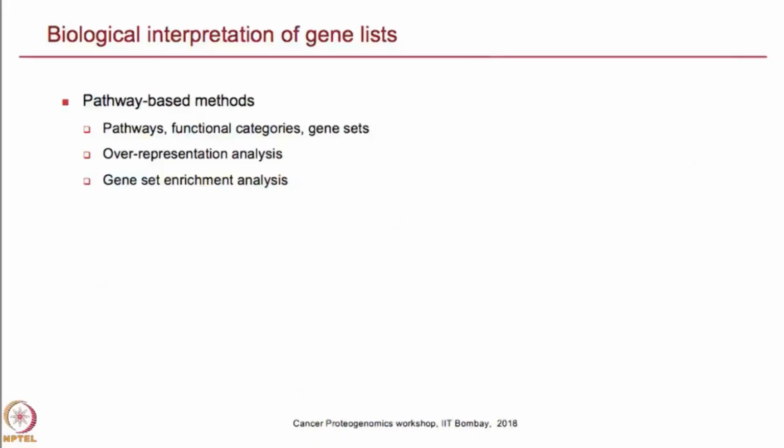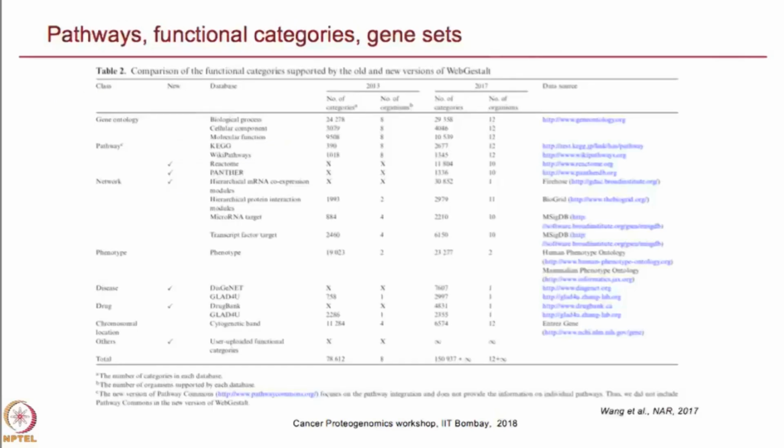In order to do this, you have to have some pathway definition, right? Like the pathway databases, or it can also be loosely defined functional categories or just any gene sets. And then there are 2 types of analysis: over-representation analysis and gene set enrichment analysis. I think we already talked about this yesterday in Carson's lectures.